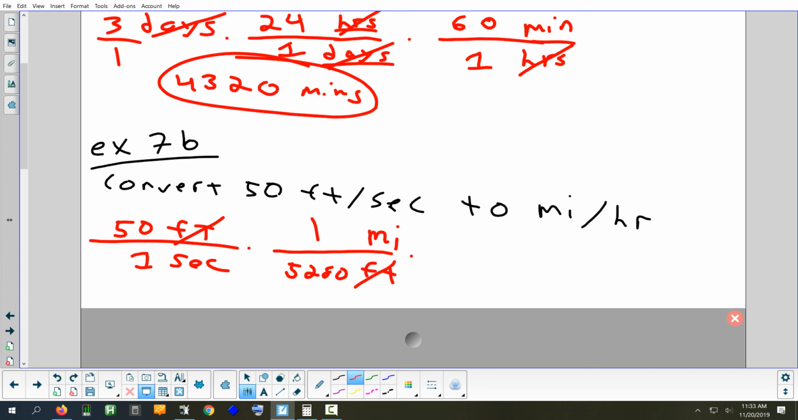So Pat, how do you want to do it? Seconds to minutes or jump right to hours? To minutes. Okay, what's the connection between seconds and minutes? 60 to 1. And where do you want seconds? On top. 60 seconds, 1 minute. Now you've got a speed in miles per minute.